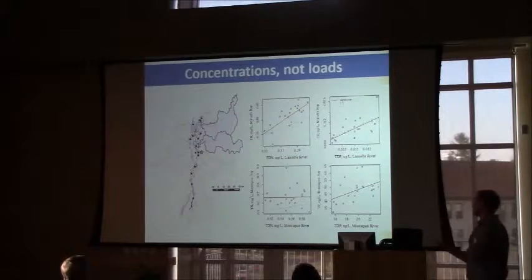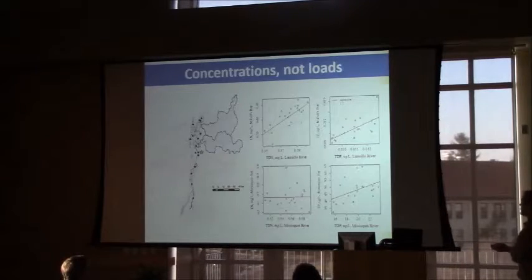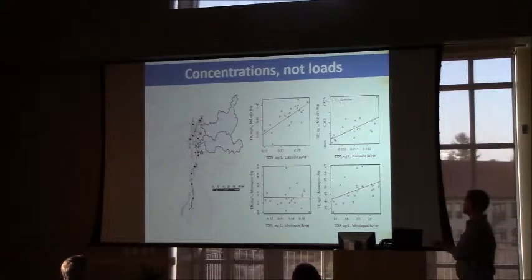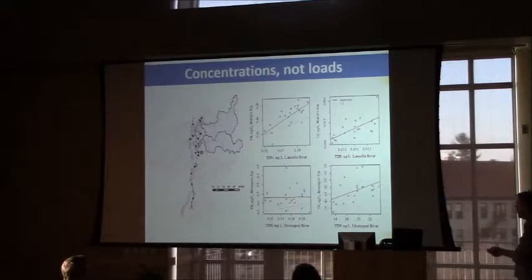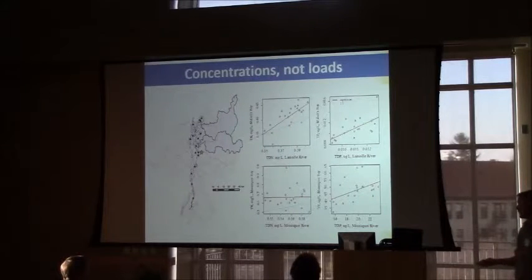In Missisquoi Bay, again, we don't see a strong relationship in this eutrophic bay. No relationship here. There is a significant correlation between TP in Missisquoi Bay and dissolved phosphorus from the Missisquoi River. However, you'll note the magnitude is quite different here, so there's a lot more phosphorus in the bay than can be explained by the concentration of those inflowing waters.